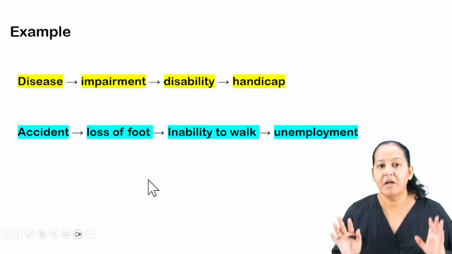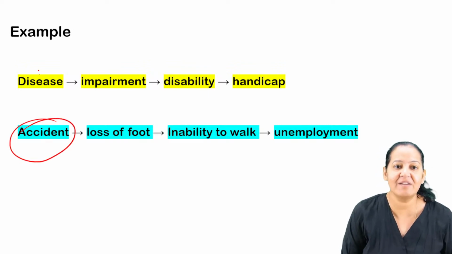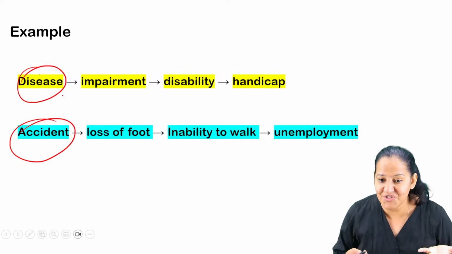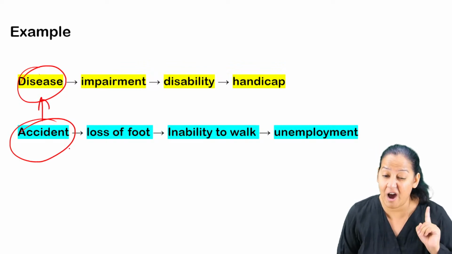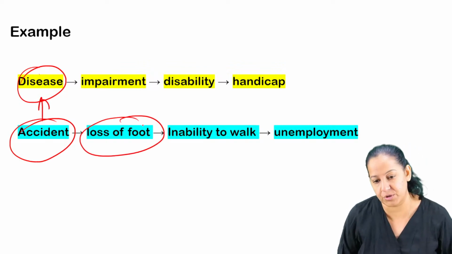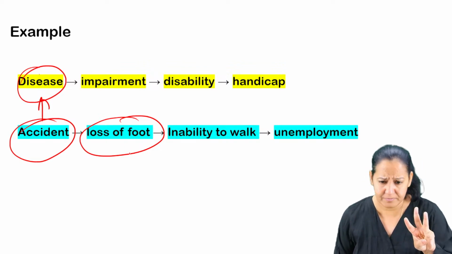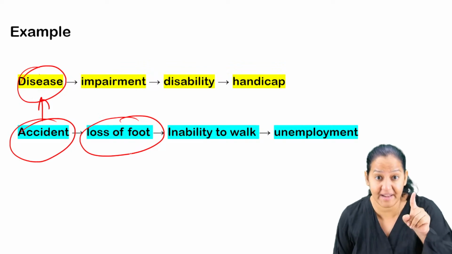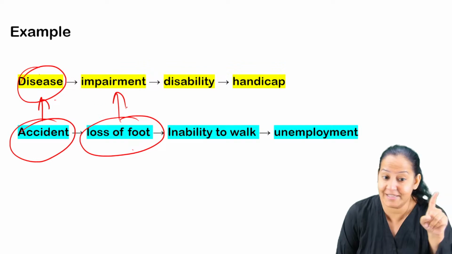Let me give an example. For example, there is a person who unfortunately got an accident. So accident we can compare with a disease. It's an abnormal condition. In the accident, unfortunately, the person loses his foot. So loss of an anatomical body part; anatomical, physiological, or psychological, any loss can be there. Here anatomical loss is there. So loss of foot is impairment. So disease is leading to impairment.